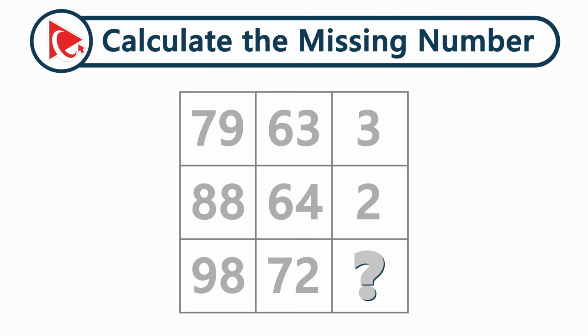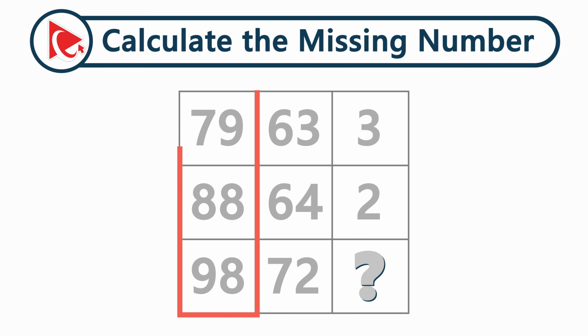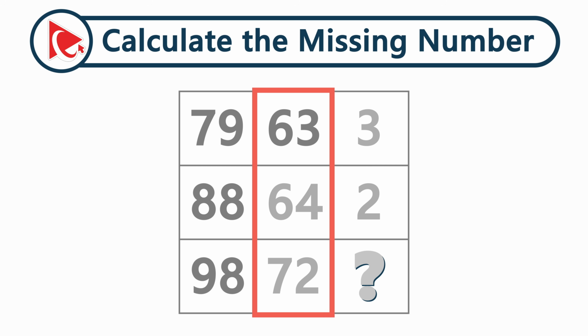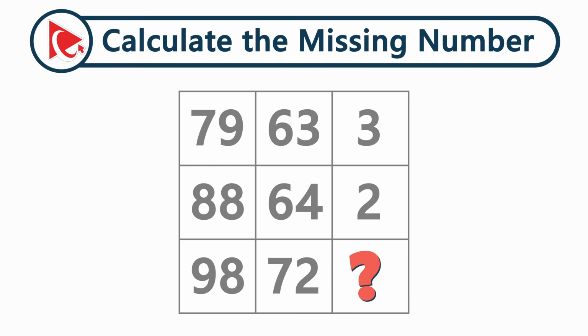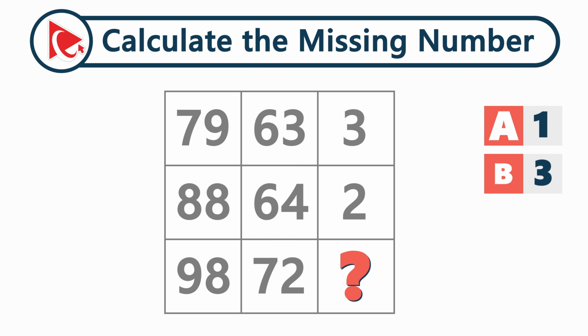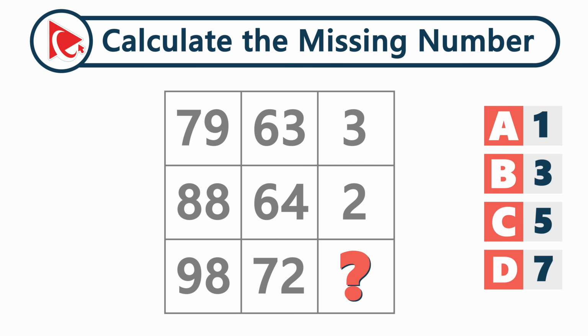You're presented with a 3 by 3 matrix. The matrix has numbers inside. The first column of the matrix has numbers 79, 88, and 98. The second column has numbers 63, 64, and 72. And then the third column has only 2 numbers, 3 and 2. And then comes the missing number in the bottom right corner, which you need to calculate and select out of 4 possible choices. Choice A, 1, choice B, 3, choice C, 5, and last but not least, choice D, 7.